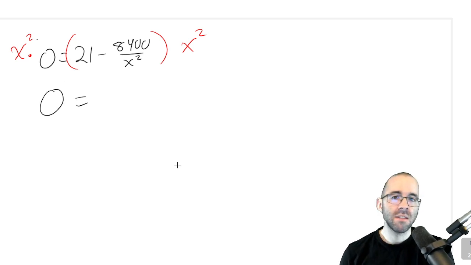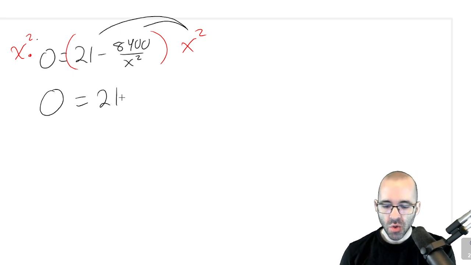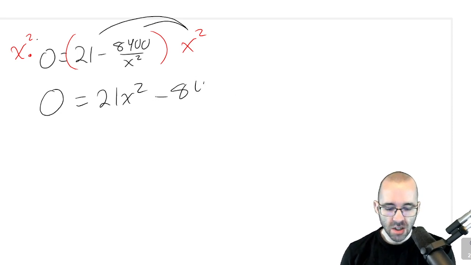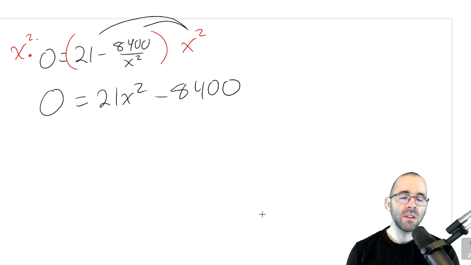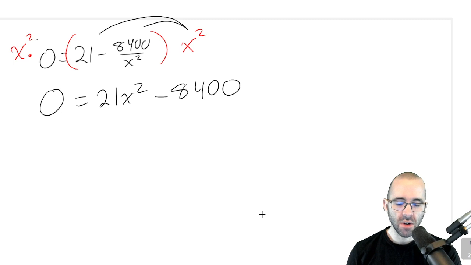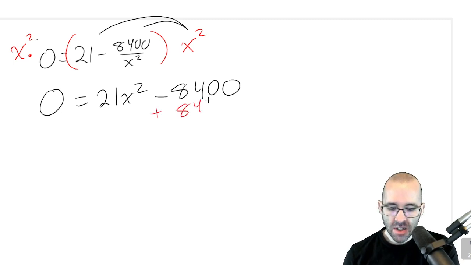Left-hand side is easy. 0 times x squared is just 0. Right-hand side gets distributed. 21x squared. When we multiply the second one, the x squareds cancel. We're just left with 8400. And now this has no more fractions. This is just a quadratic equation now. You could use the quadratic formula, or because there's no x term, there's only an x squared term, we can just add 8400 to both sides to get our variable by itself.